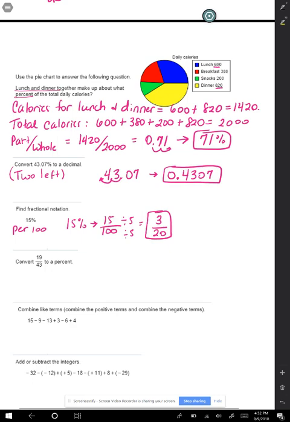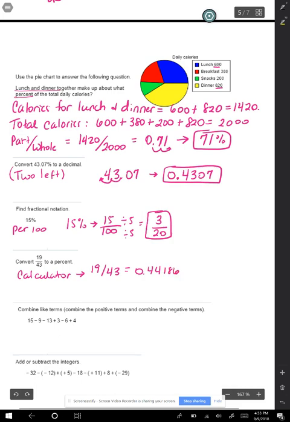On the next one, converting from a fraction to a percent, you're going to use your calculator to divide 19 divided by 43. When you divide that, it comes out to, and I kept several decimal places here, 0.44186, and that gives you the decimal, but we want the percent. So remember, to get the percent you multiply by 100, or the quick method is to move the decimal 2 places to the right. So that would be 44.186%.